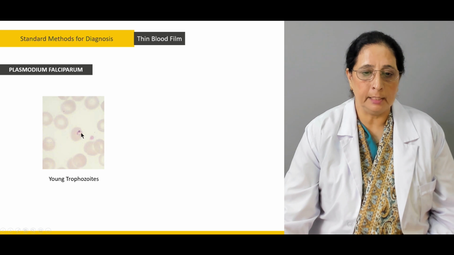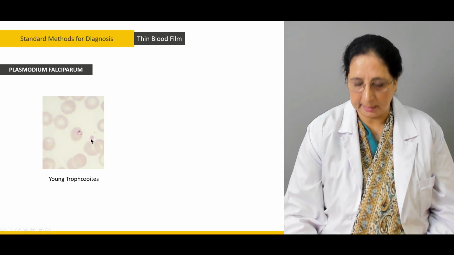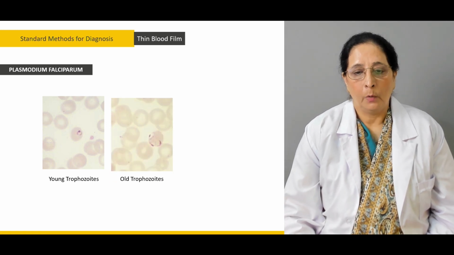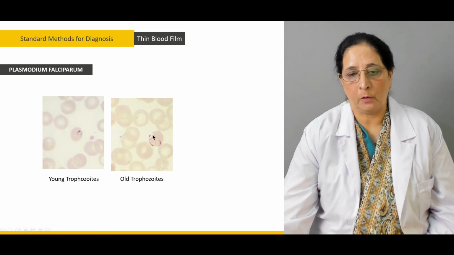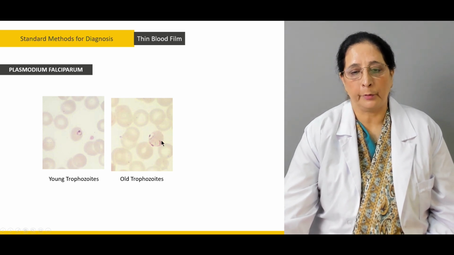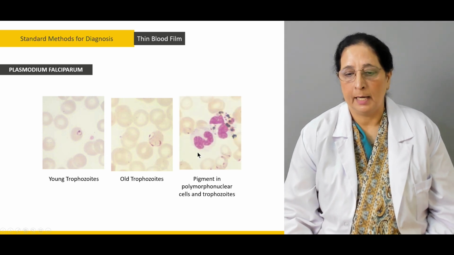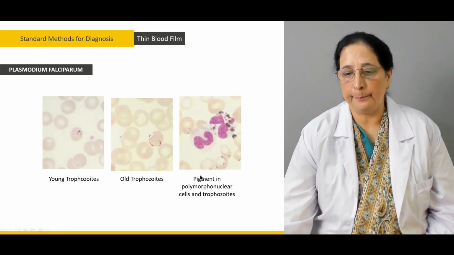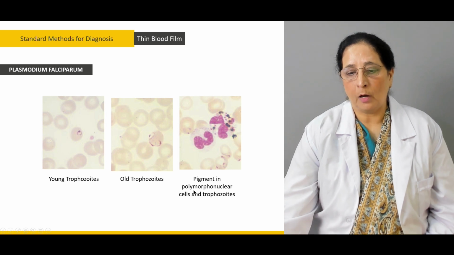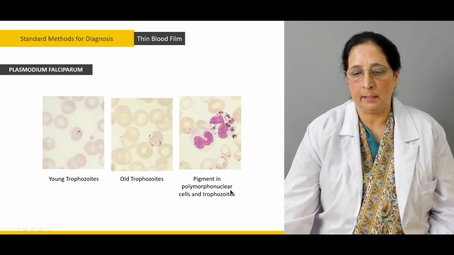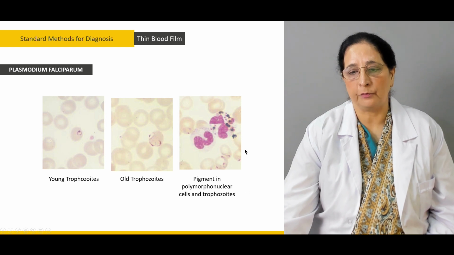So these are the young trophozoites. Old trophozoites now, a little older trophozoites, not the young. These are the old trophozoites. And then we have the pigment in polymorphonuclear cells and trophozoites here.